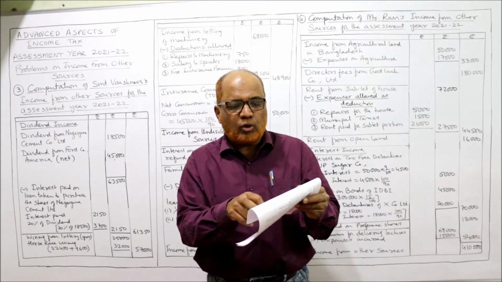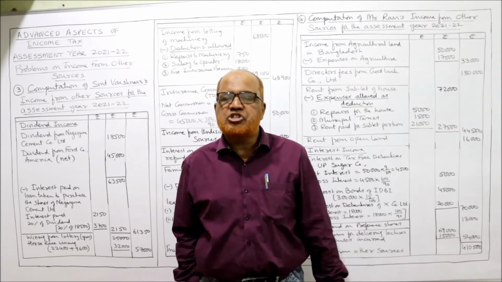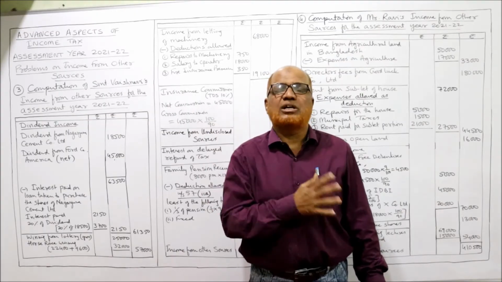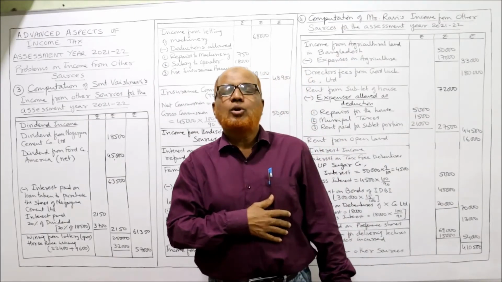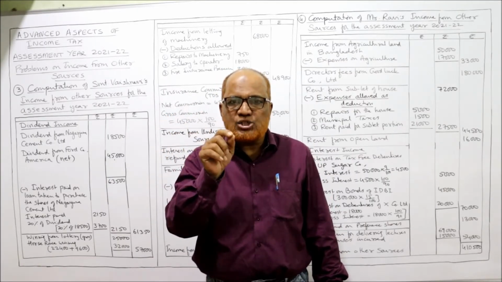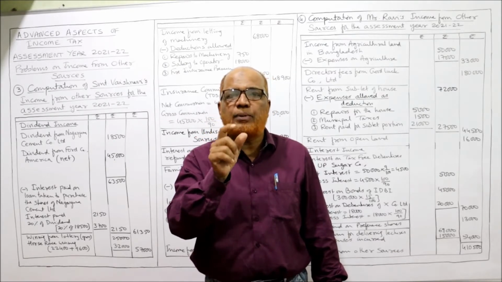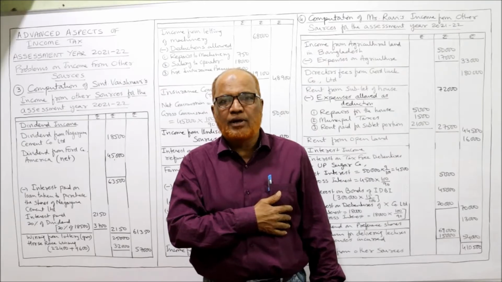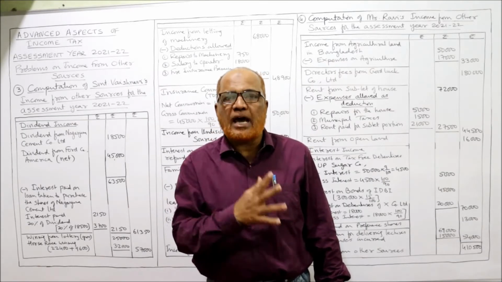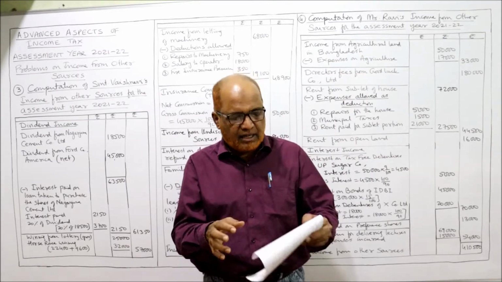Interest paid on loan taken to purchase the shares, 2,150. The Income Tax Act has given the provision. Interest paid on loan taken to purchase the shares will be allowed as deduction to the least of the following two amounts. First one, actual interest paid. Second, 20% of the dividend income. Whichever is least will be allowed as deduction.